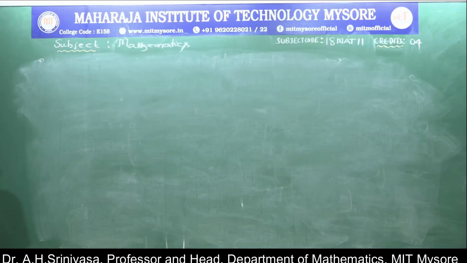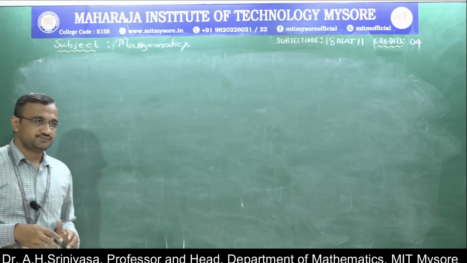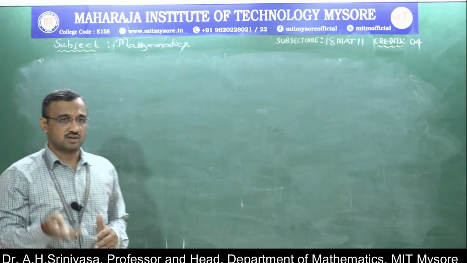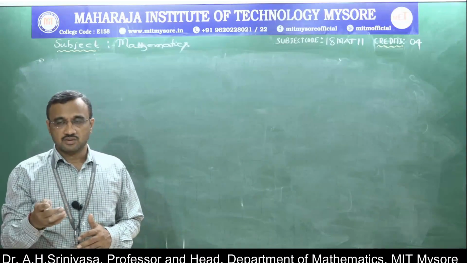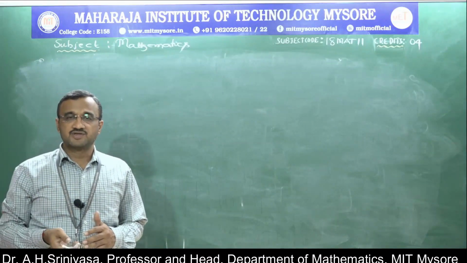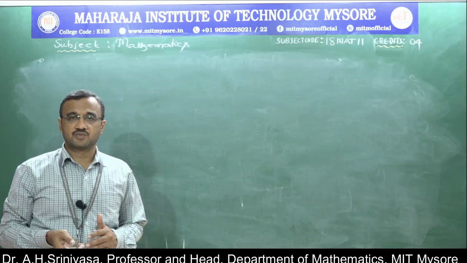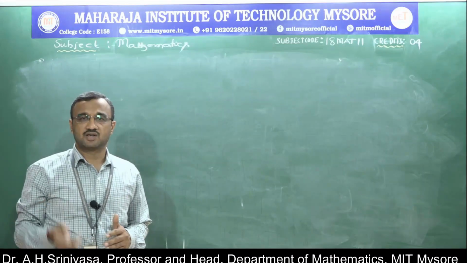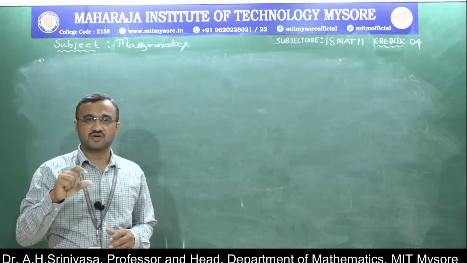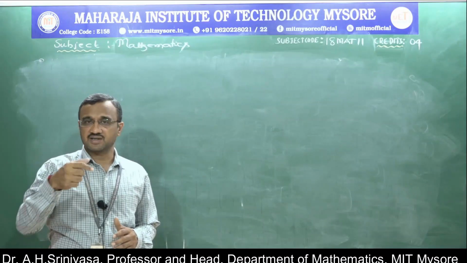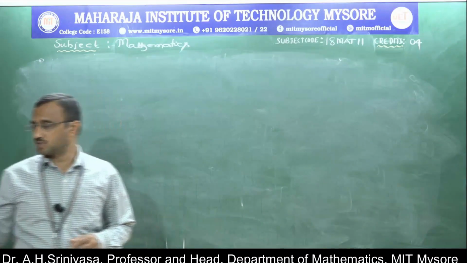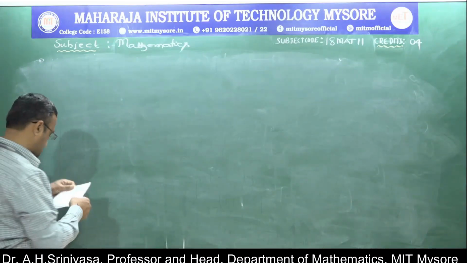In that problem we are going to use another pedal equation, that is 1 by P square equal to 1 by R square into 1 plus 1 by R square into dr by d theta whole square. So using that formula we can extract the pedal equation also. That type of problem I am going to solve now.